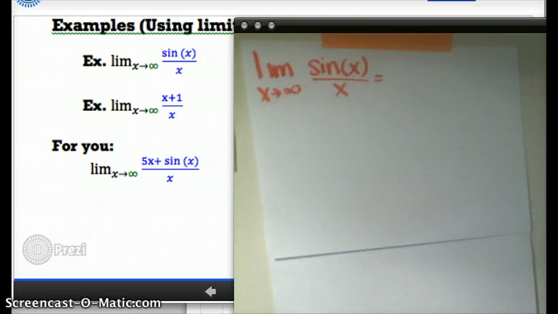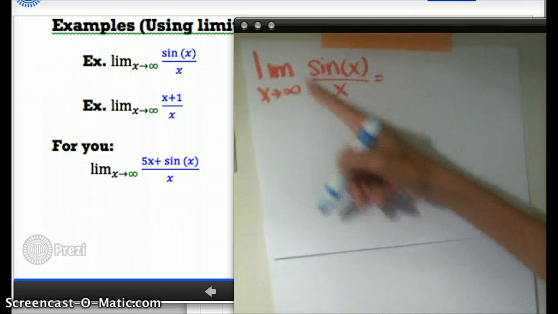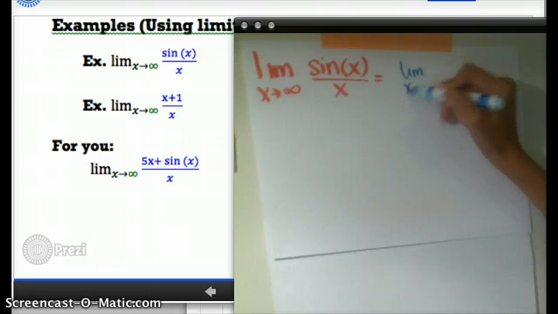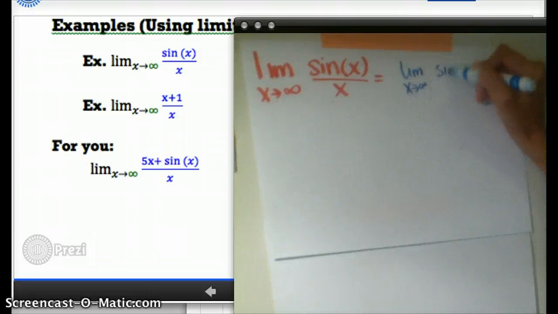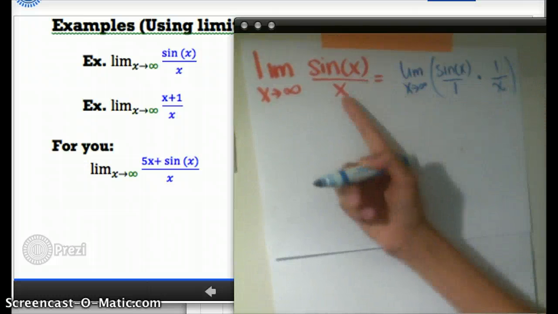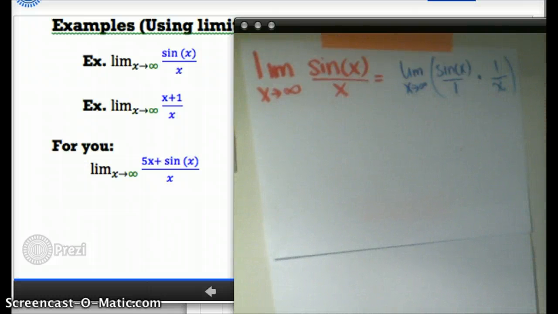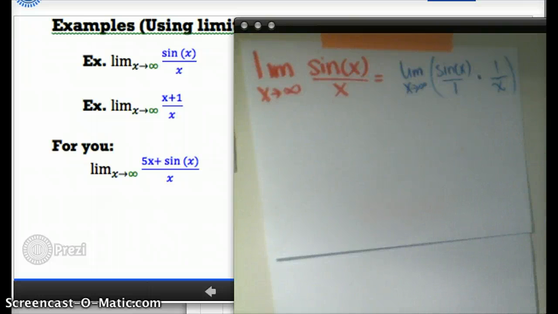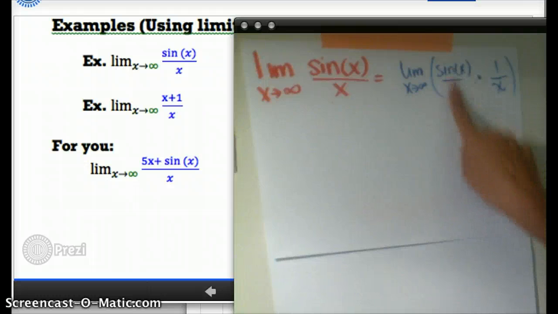Well, my initial instinct sometimes is to do something like this. I know that I can rewrite this using a product rule, so maybe I'll split it into sine of x over 1 times 1 over x. And I know that I can do that because that's just an algebraic step that we're allowed to take. If this is going to help me, the next step is probably to split the limit into two pieces. But remember that premise, the one that I warned you about. You can only split this limit into two pieces if both of them are defined.